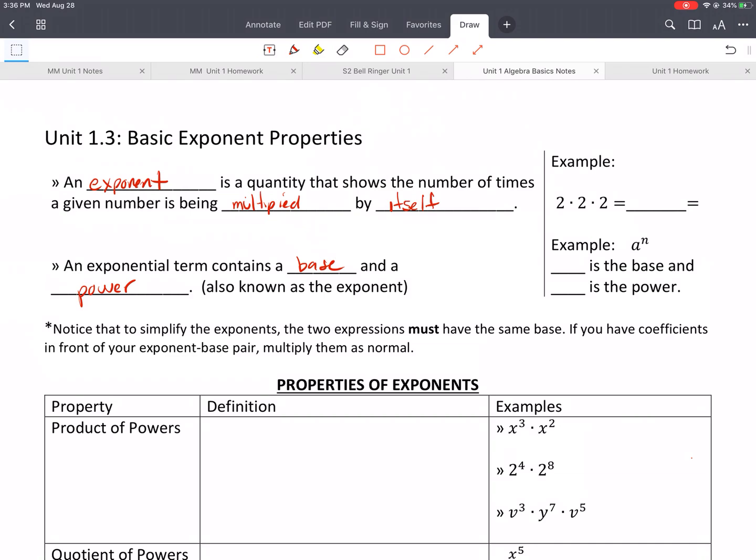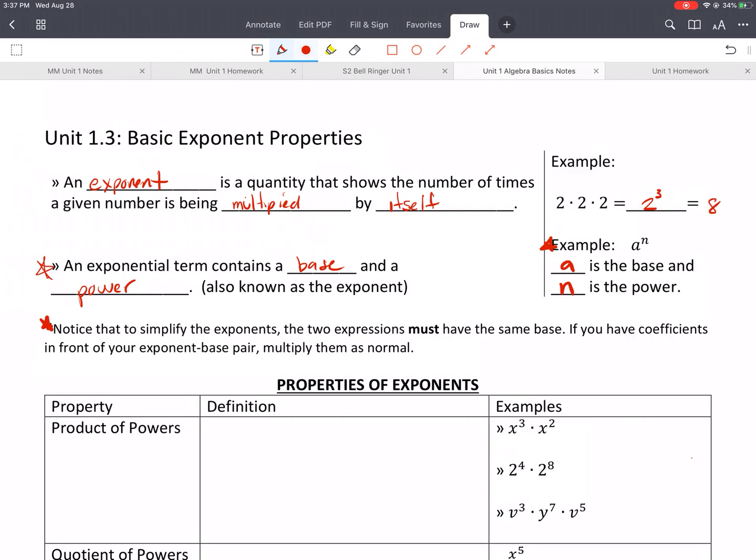Okay, so an example here would be 2 times 2 times 2. Well, that is the same thing as 2 to the third, okay, or that would be 8. All right, over here we have an exponential term that contains a base and a power, also known as the exponent. So here for this example, a would be the base and n would be the power or the exponent.